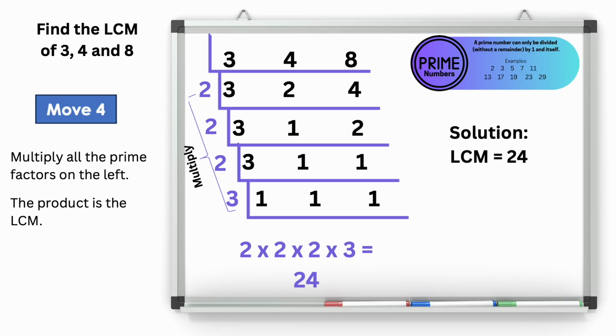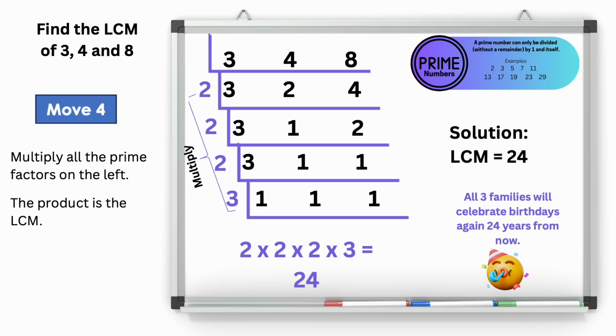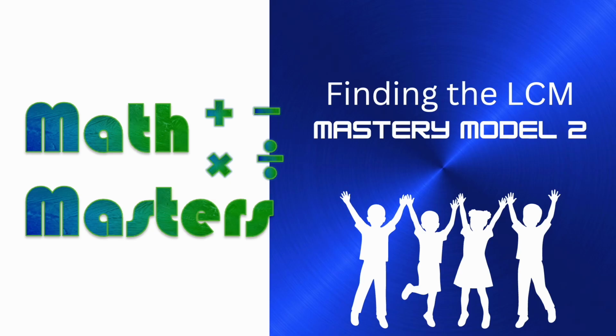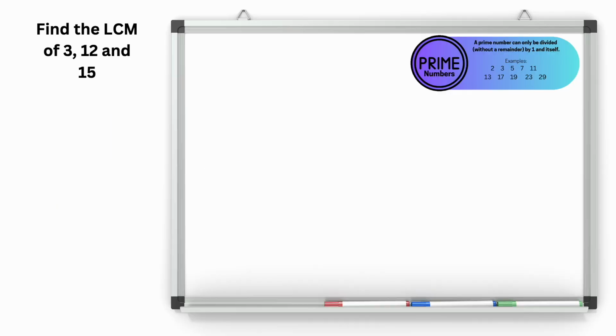So boys and girls, the next time that all three families will celebrate their birthdays again will be 24 years from now. 24 is the least common multiple for 3, 4, and 8. That was pretty easy, huh? Let's move on to another model and let's work through it together.